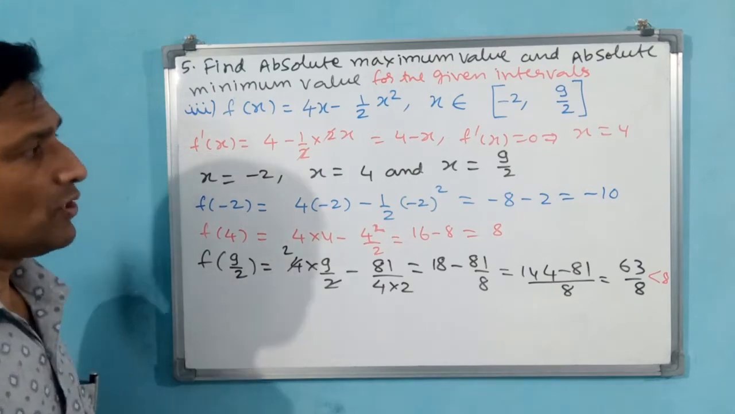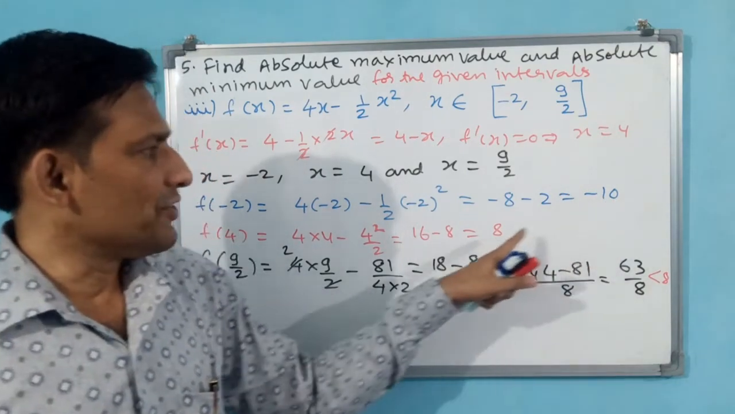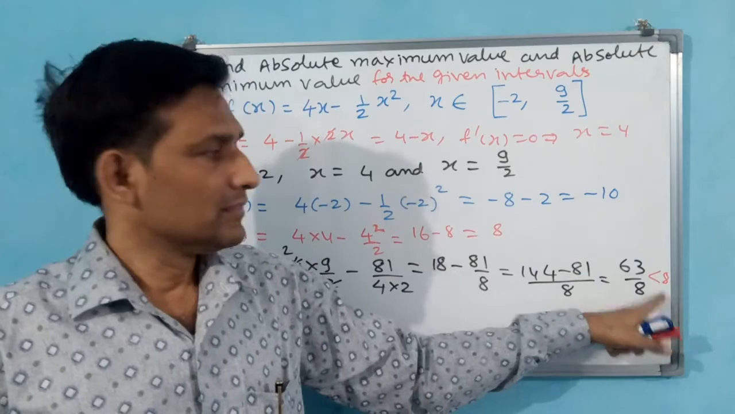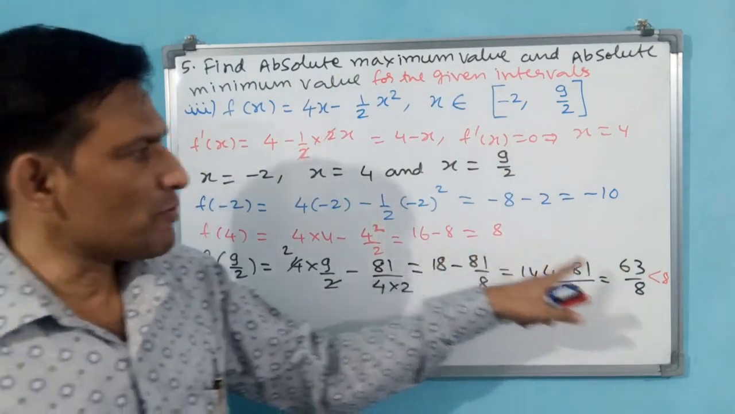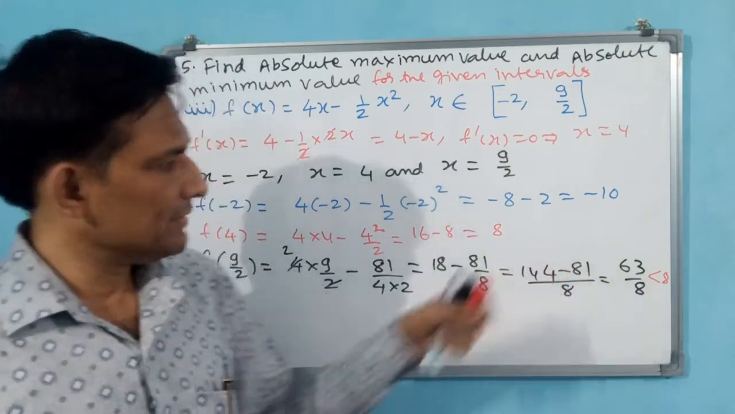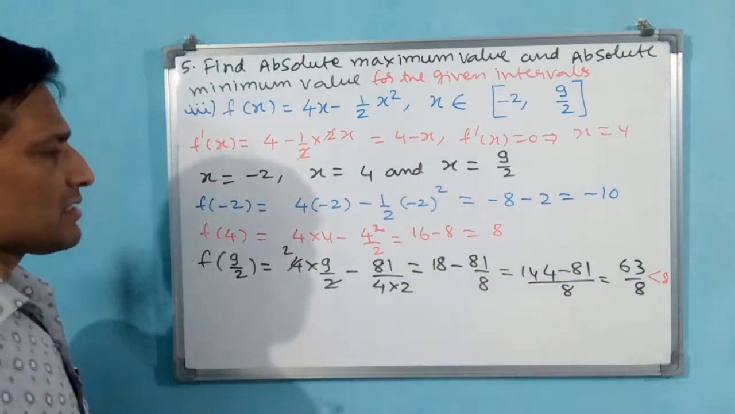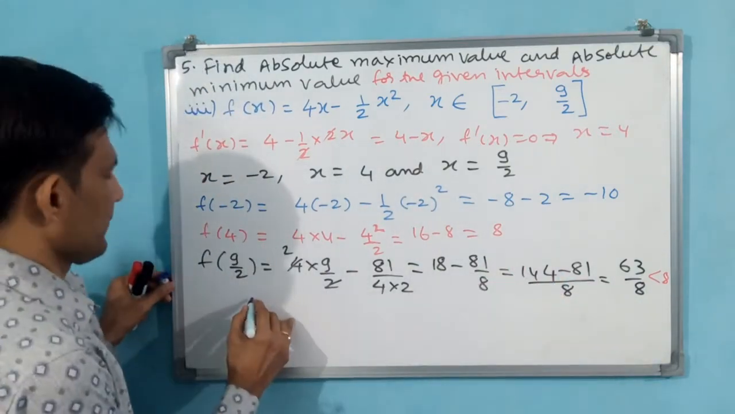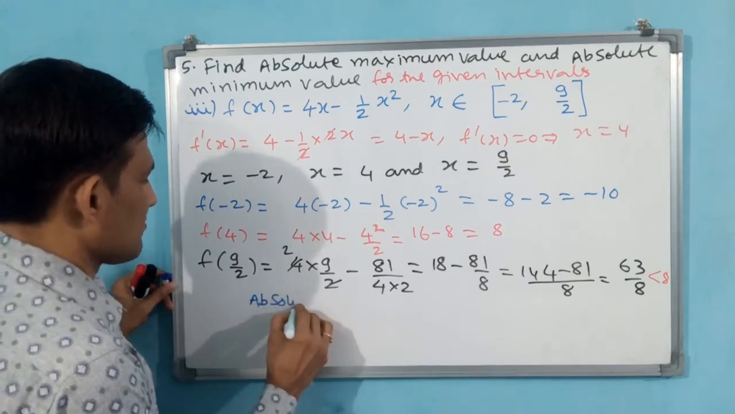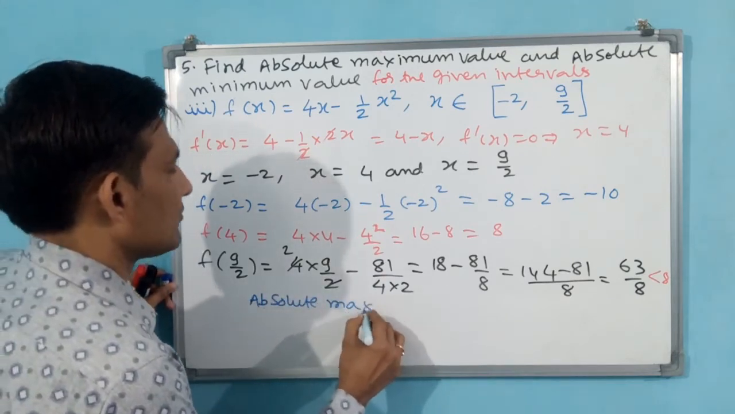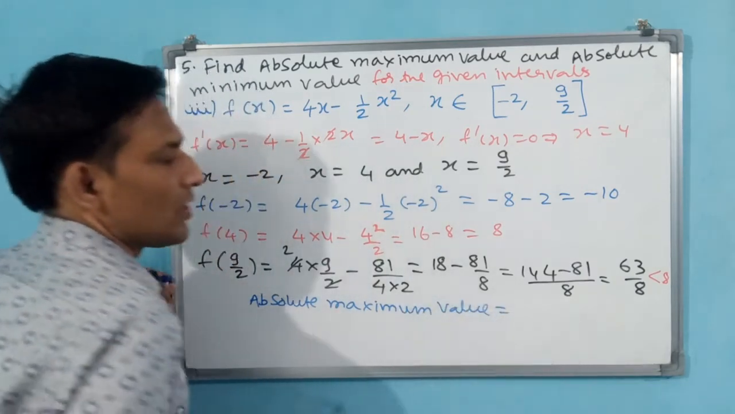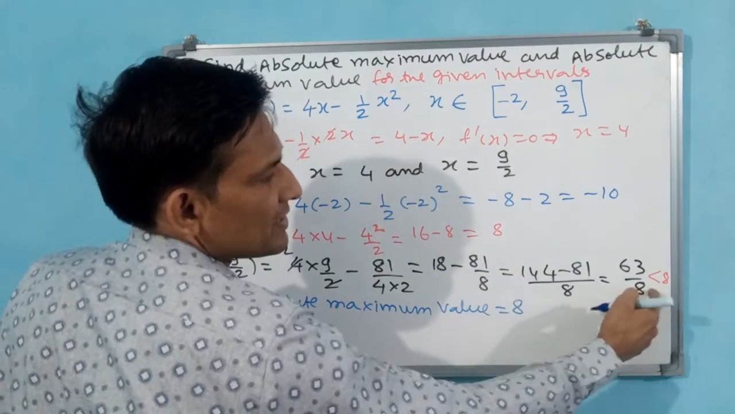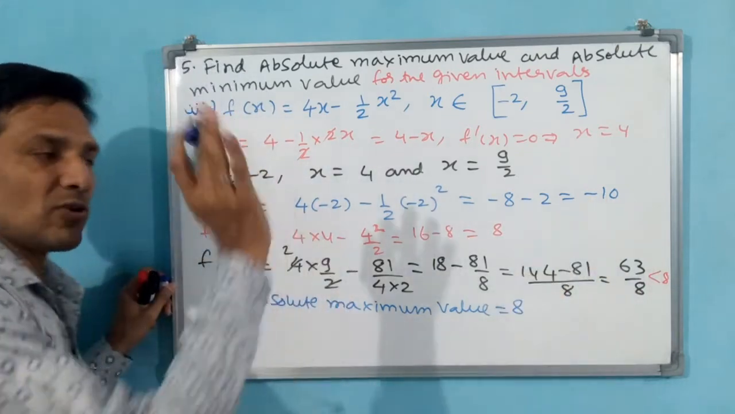Okay, now you see, you are having -10, 8, and a value less than 8. Which is the absolute maximum? 8 is the absolute maximum. Why? Because this is less than 8. Okay, write down the absolute maximum value. The absolute maximum value will be 8. Why? Because this is less than 8. This is a negative value. This is always less only.